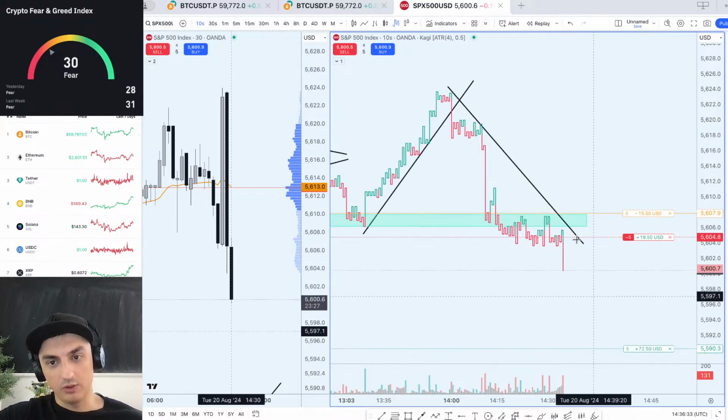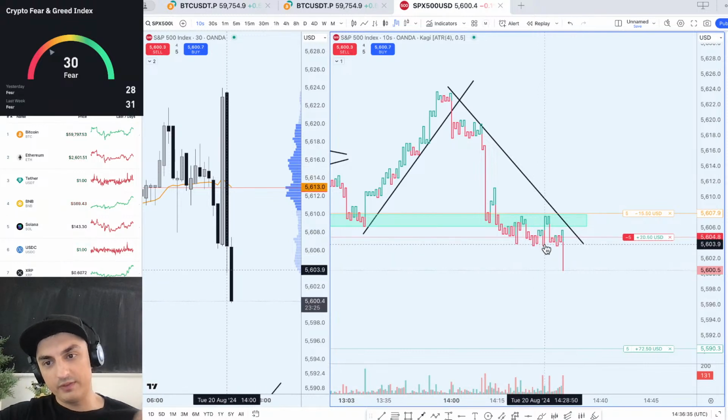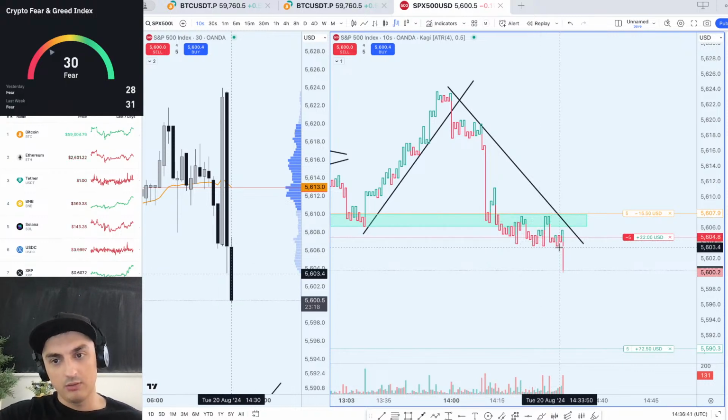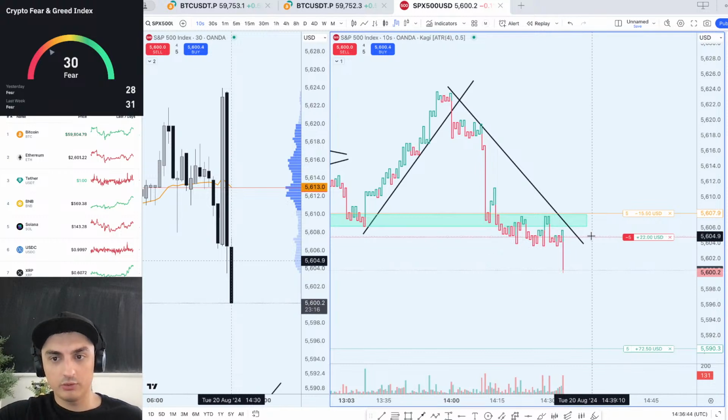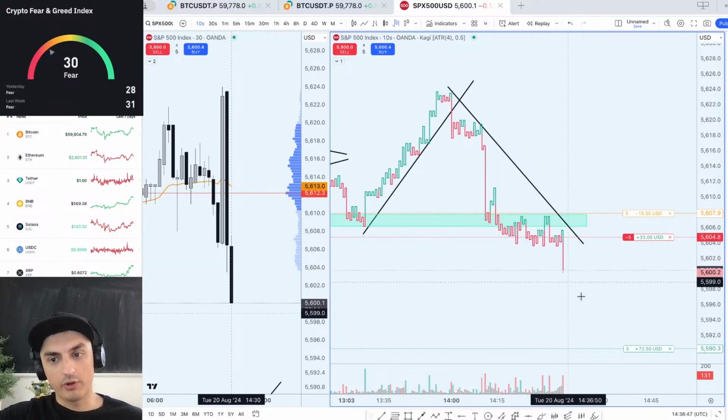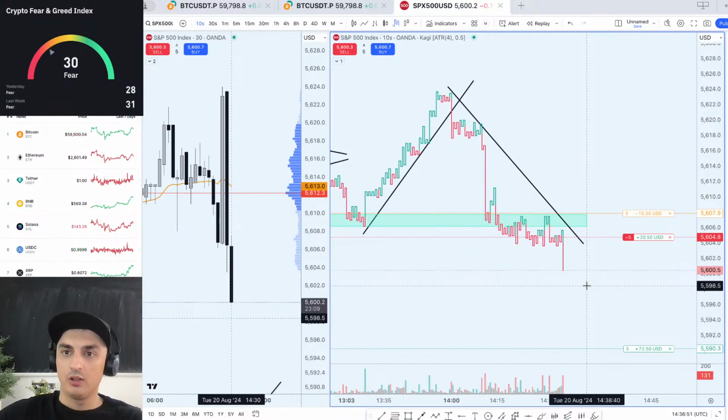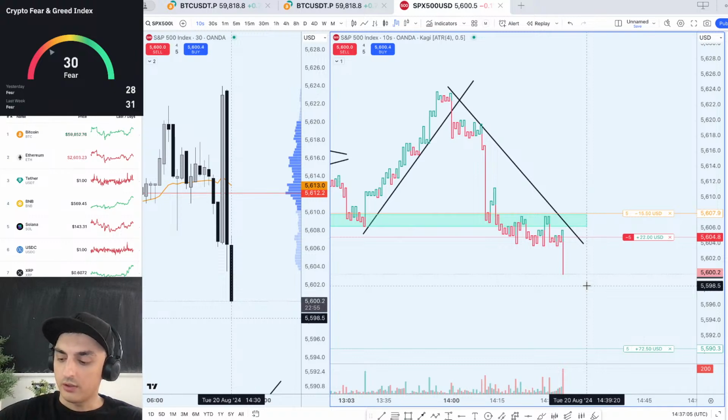5600 on S&P. We see this area of 5605, 5603 got pushed out by some sellers, some buyers stepped in, but eventually sellers pushed to the downside more, and right now we are at 5600. This is the key area. 5600 is going to be a key area to break below, and if we break below, that's going to be an amazing trade over here.